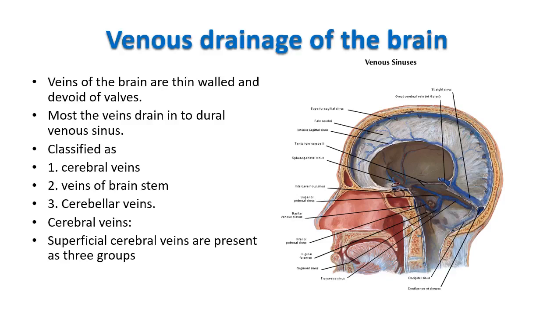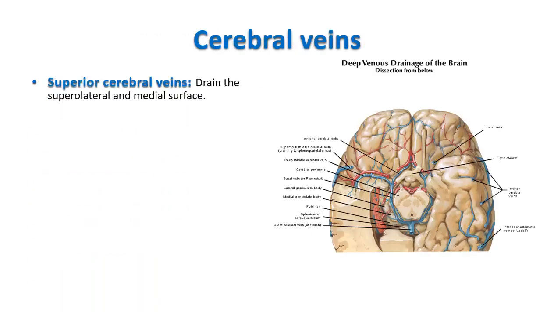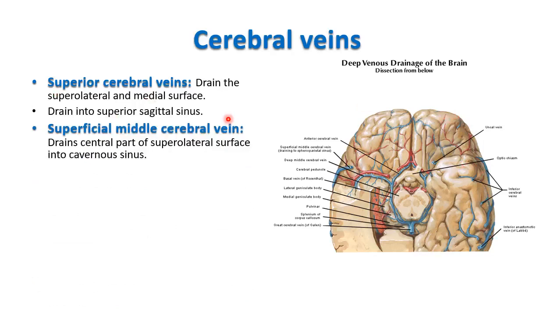We'll have a very quick look at these veins. First, the superficial veins are present as three groups. One is the superior cerebral veins. The superior cerebral veins drain the superolateral surface and from there go to the superior sagittal sinus. Then you have the superficial middle cerebral vein. You can see it along the lateral sulcus, and near the central sulcus you have the pre-central vein of Rolando and also the post-central vein.